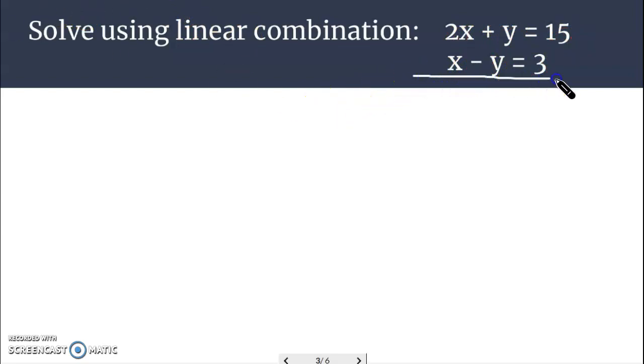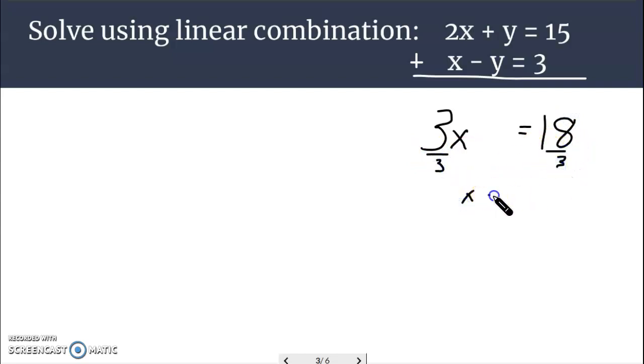Let's do what we did before and add these together. 2x and 1x make 3x. The y's cancel out, and 15 and 3 make 18. Divide by 3 on both sides, and we can find quickly that x equals 6. Halfway done with the solution.